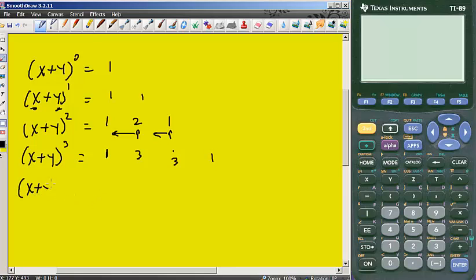Okay, and then let's do a couple more. Let's say I have x plus y to the fourth power. First coefficient's 1. And the next one, I'm going to look up and add the one before that, which is going to give me 4. And then I'm going to look up, add the one before that, which is going to give me 6 here. Look up, add the one before that, which is going to give me 4, and the last one's going to be 1.